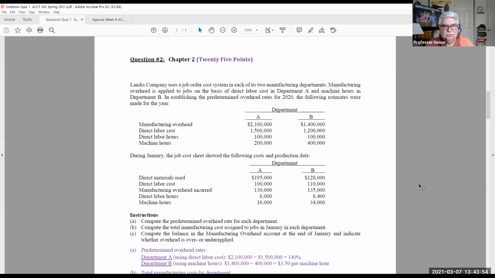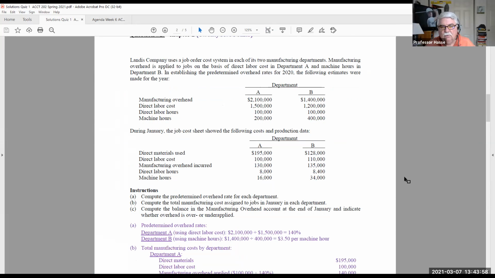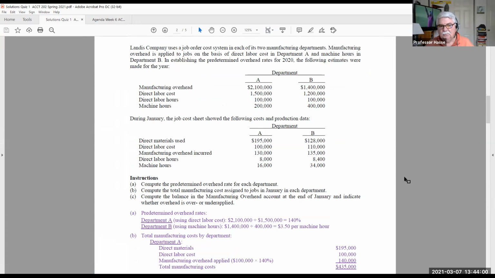First of all, in chapter 2, question number 2, the allocation of a predetermined overhead rate and then determining the over or under applied nature of that overhead. Remember, there's 3 types of costs in manufacturing: labor, materials, and overhead. And overhead can be applied at a predetermined rate before you actually know the actual overhead costs.